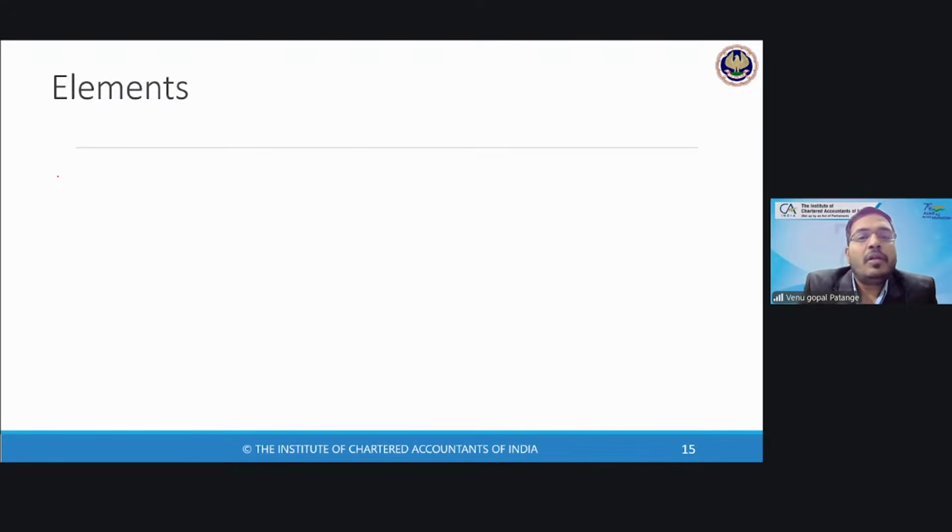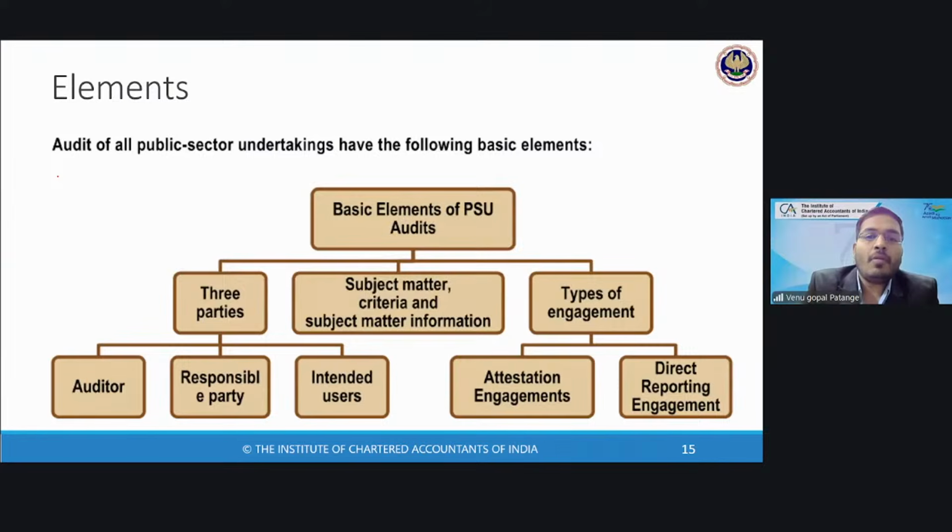Elements of audit of PSU. Nothing new. If you recall the definition of assurance engagement, this is what it is. You have three parties: auditor, responsible party, and intended users. You have subject matter criteria and subject matter information, and you have types of engagement, which are attestation engagements and direct reporting engagements. Can anyone already tell me what these elements are from discussing assurance engagements?